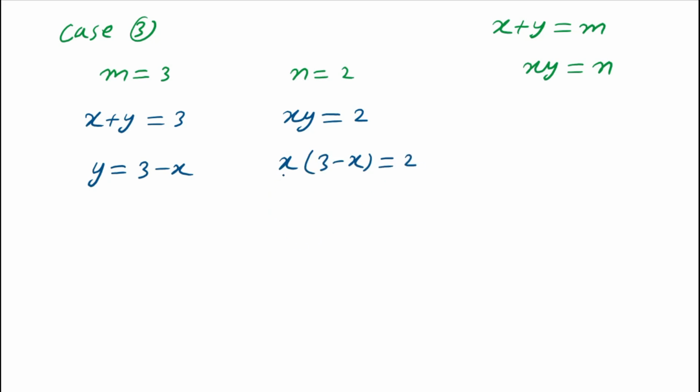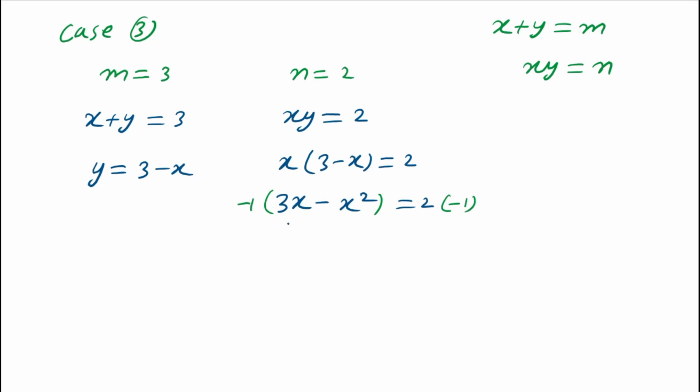In left hand side, this x is multiplied by 3 minus x, then this is 3x minus x square, and this is equals to 2. In left hand side, coefficient of x square is negative, so if you want to make coefficient of this x square positive, first we will multiply both sides by negative 1.